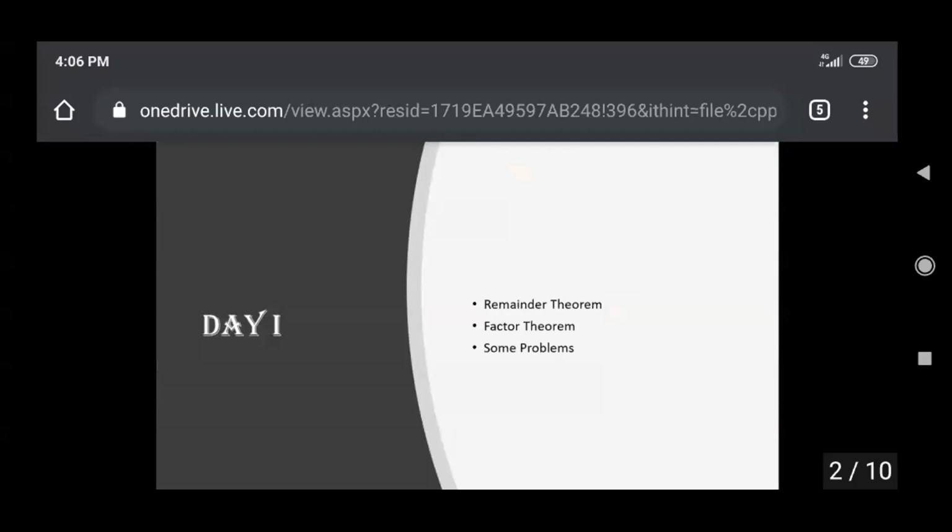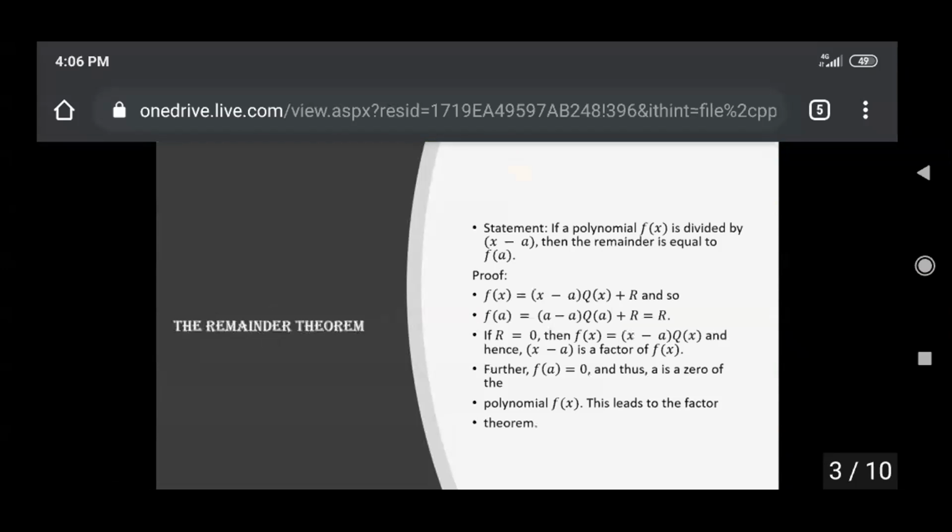Today is day one, and I will teach you the remainder theorem, the factor theorem, and some problems. I am assuming that you know what polynomials are, what the roots of polynomials are, and all that. So I will move directly to the remainder theorem. A polynomial equation is an equation which has some n variables in it. So I will consider f of x a polynomial equation.